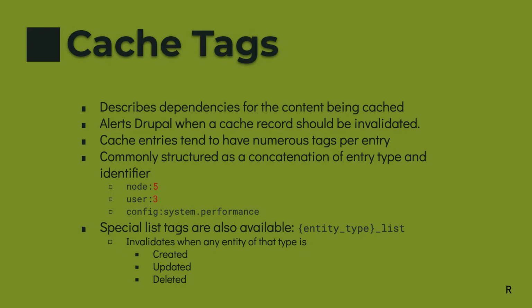So that's what the idea behind cache tags is. It lets you specifically target content that is affected by this item that was changed or this event that happened.